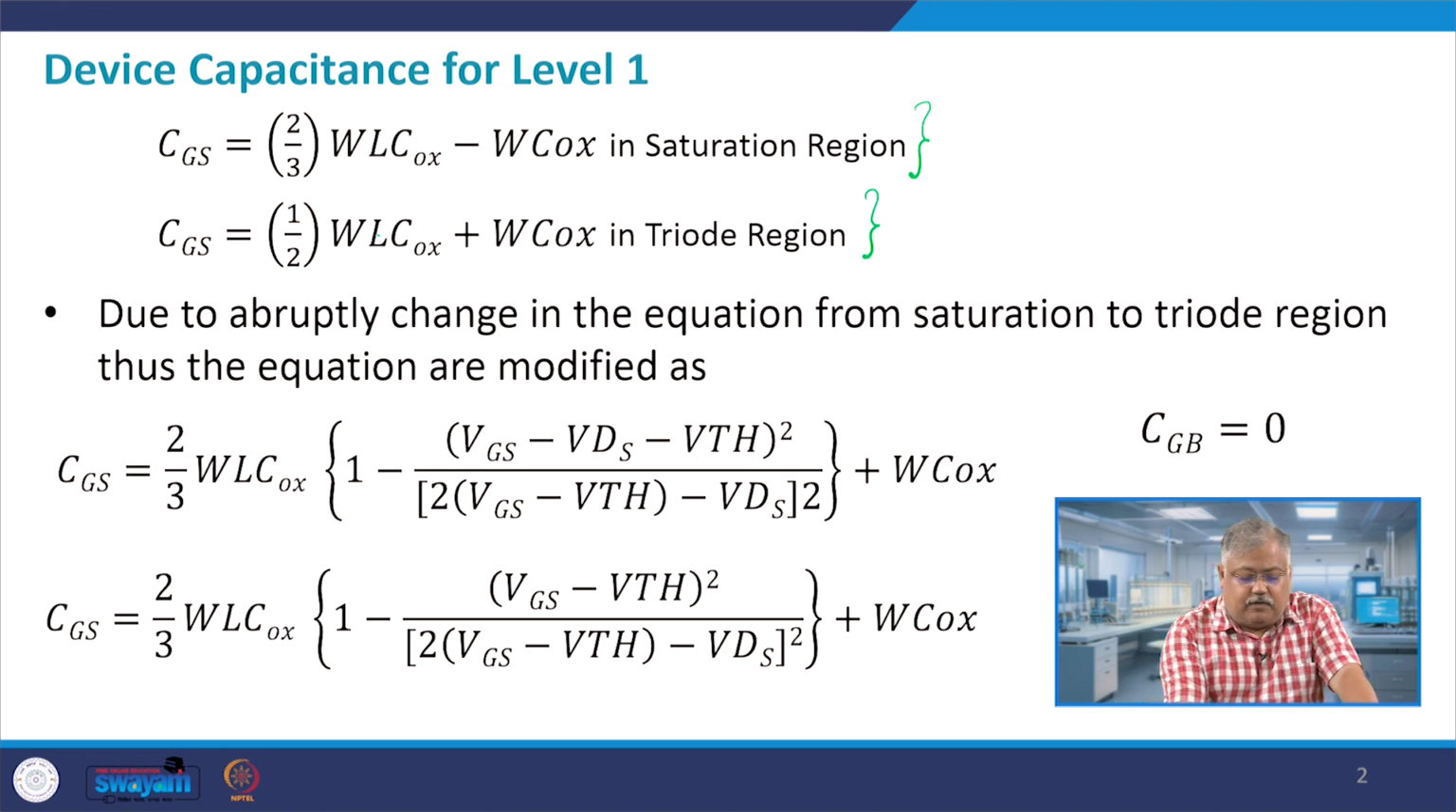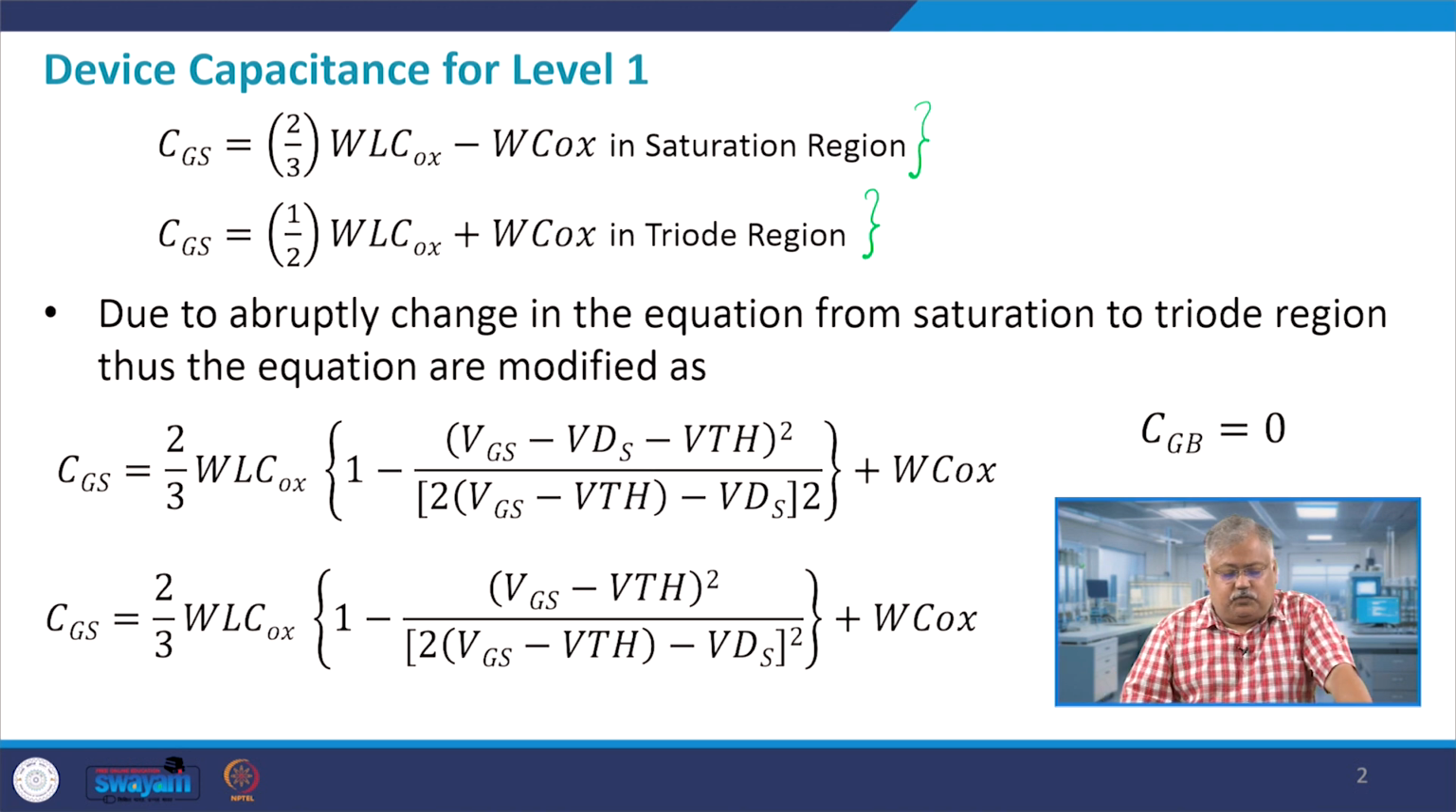Now, if you look very carefully, it effectively means that in saturation and in the triode region, the charge sharing between source and drain varies. And as you can see, the source side gets more and more charged during the saturation region, and in the triode region it is relatively less. Now, the reason why this abrupt change takes place.